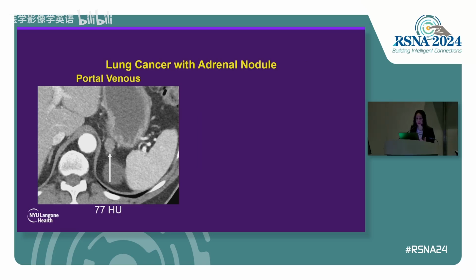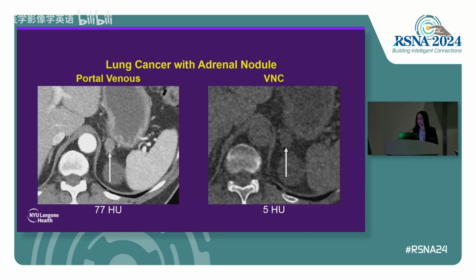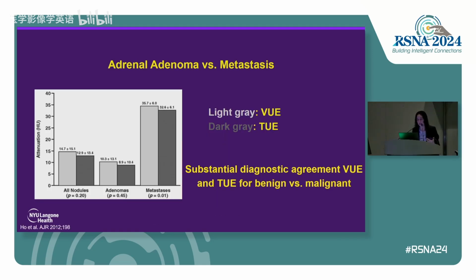So here's another common scenario. This is a patient who has lung cancer and a 77 Hounsfield unit left adrenal nodule on this post-con CT. And we don't have any priors at our institution. So on this study, we would have to interpret this as adenoma or metastasis, and the patient would get a follow-up study. But you can do better. So here's the virtual non-contrast showing it to be 5 Hounsfield units, and this is an adrenal adenoma. And it has been shown that there's substantial diagnostic agreement between the virtual and true unenhanced images for differentiation of these lesions.